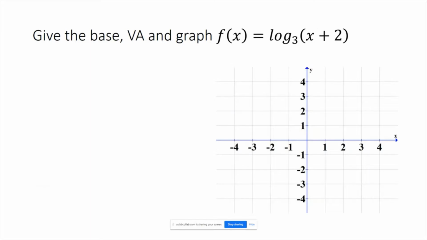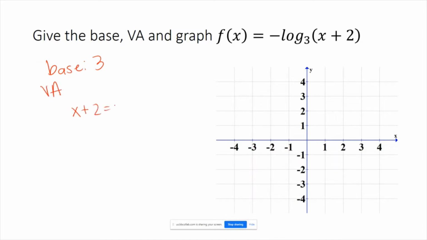Let's do a second example. Give the base, vertical asymptote, and graph of f of x equals negative log base 3 of x plus 2. Let's talk about our base. It is the subscript after the g, so that would be a 3. The vertical asymptote, you take whatever is inside your parentheses and set it equal to 0. So my vertical asymptote is at x equals negative 2.